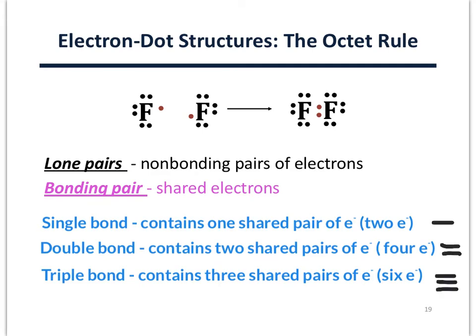As we move forward in Lewis structures, we'll typically show these bonds as dashes and not as a pair of dots. The single bond would be represented by a single line, the double bond by a double line, and the triple bond by a triple line.